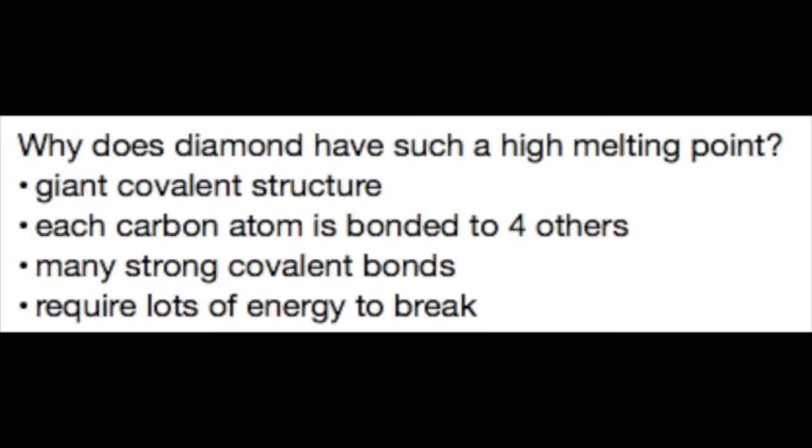Now, why does diamond have such a high melting point? So you can say it has a giant tetrahedral structure, which means that each carbon atom is bonded to four others. Then you talk about the fact it has many strong covalent bonds, which require lots of energy to break. If they ask you why graphite has a high melting point, say the same thing, but just say that each carbon atom is bonded to three others. If they ask you why graphite conducts electricity but diamond doesn't, you're going to focus in on those electrons. So you're going to say in graphite, each carbon atom is only bonded to three others, meaning that there's a free electron to carry the current. In diamond, there's no such free electron.